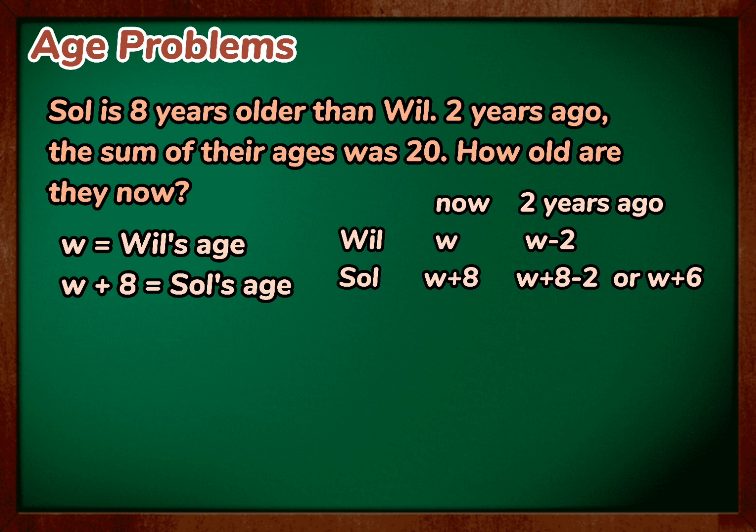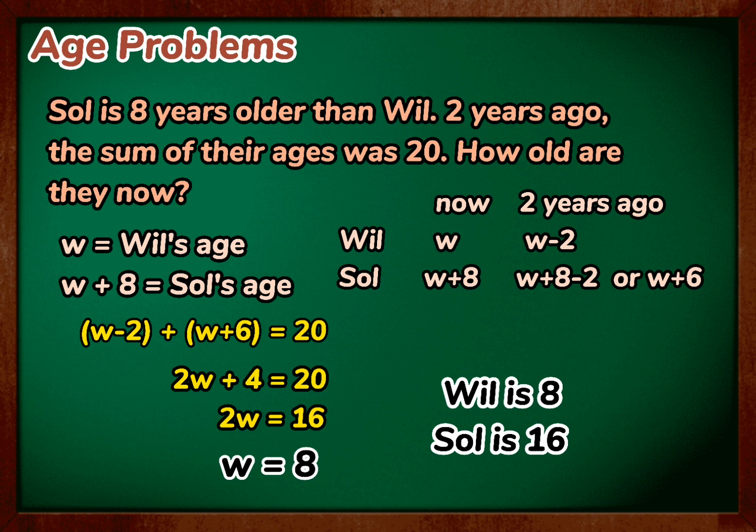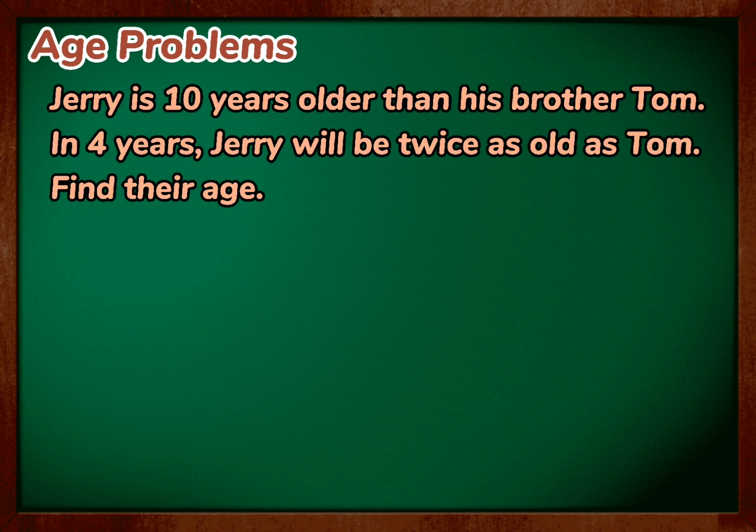2 years ago, the sum of their ages was 20. So you refer to their ages in this column, 2 years ago. W minus 2 plus W plus 6 equals 20. Now solve the equation. That's 2W plus 4 equals 20. 2W equals 20 minus 4, that's 16, divided by 2. Will's age is 8 and Sol, which is W plus 8, that's 16.